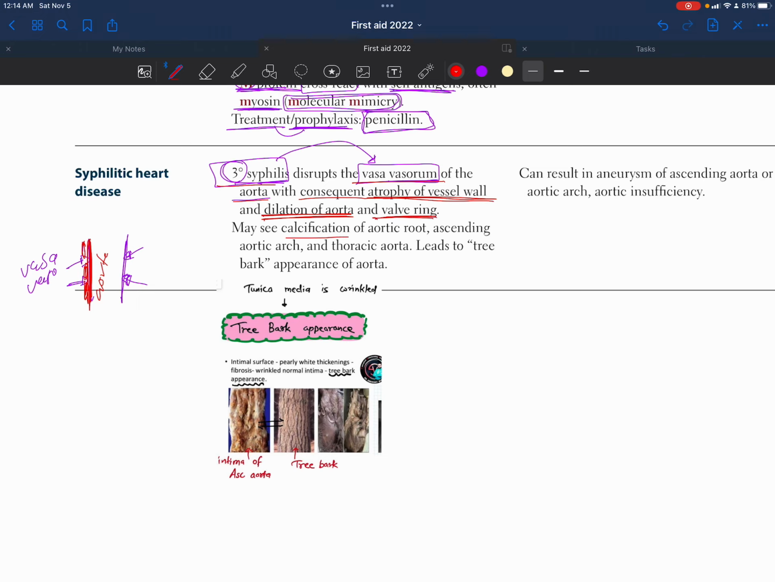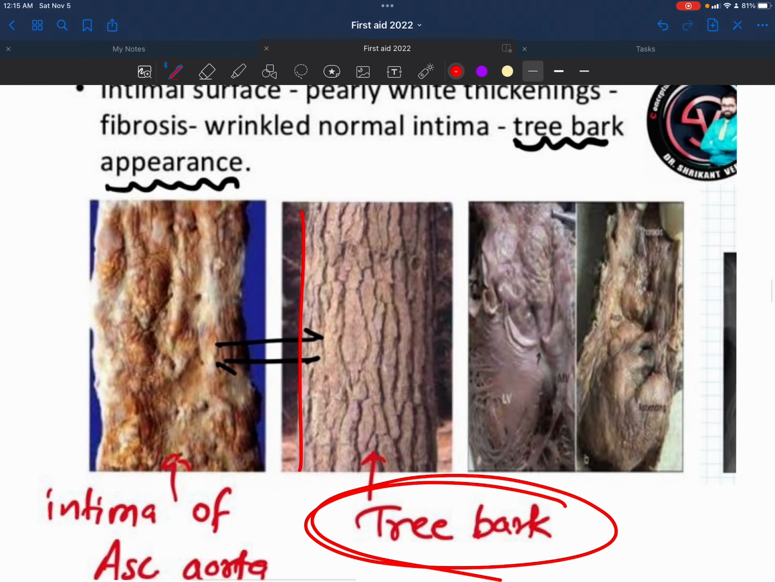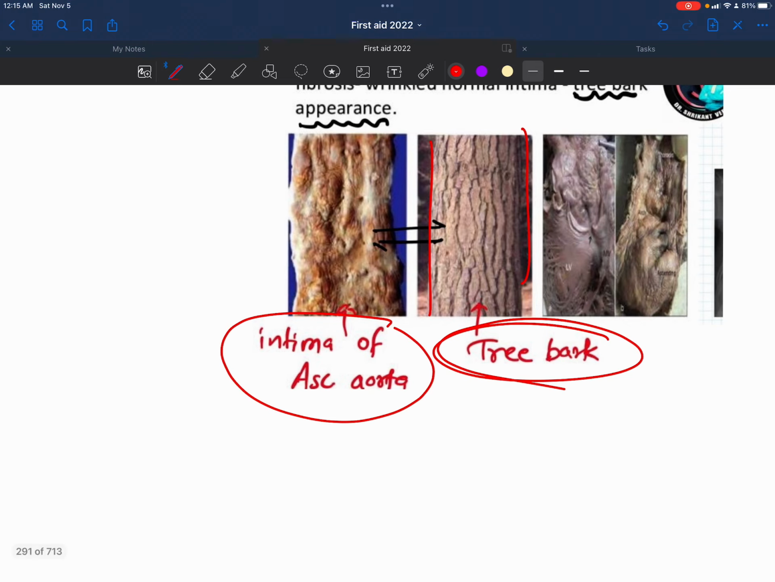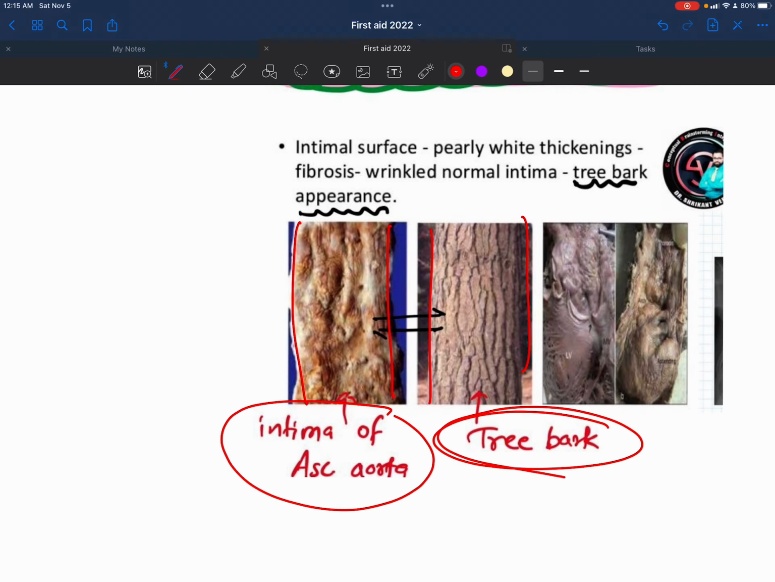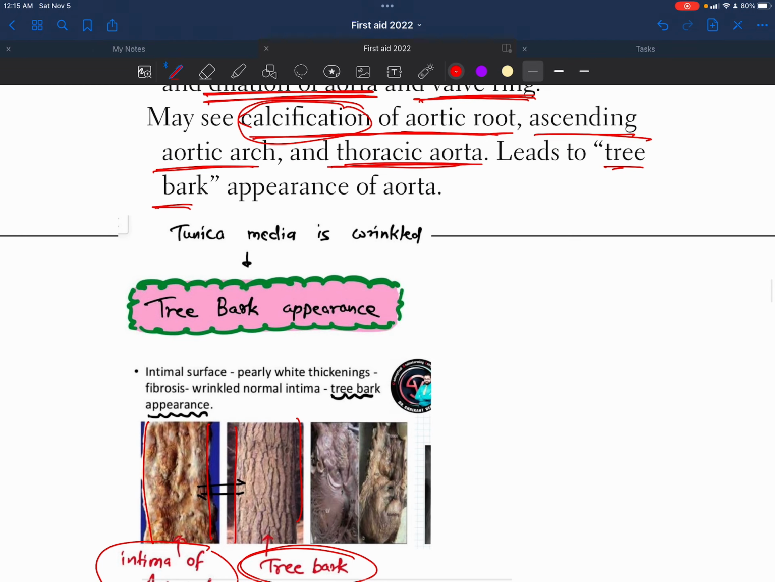We may see calcification of the aortic root, the ascending aortic arch, and the thoracic aorta. Those are the three main places where we can see calcification. That leads to the tree bark appearance of the aorta. In this image, this is how tree bark looks, and this is the intima of the ascending aorta. They look really similar to each other, so that's why it's called the tree bark appearance.